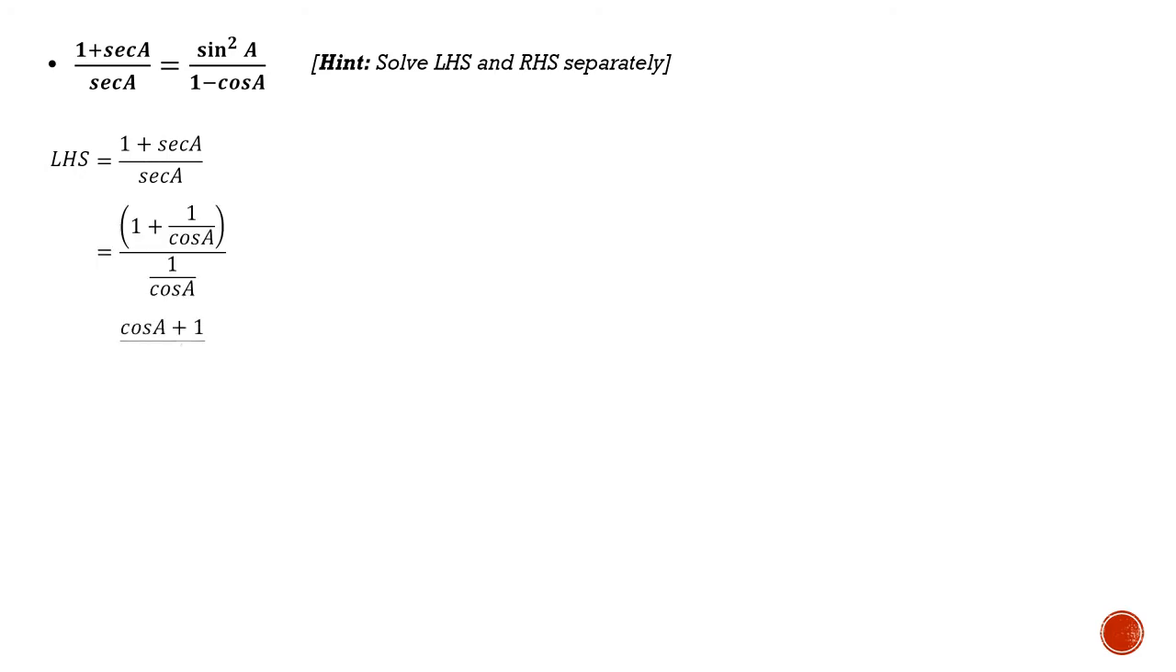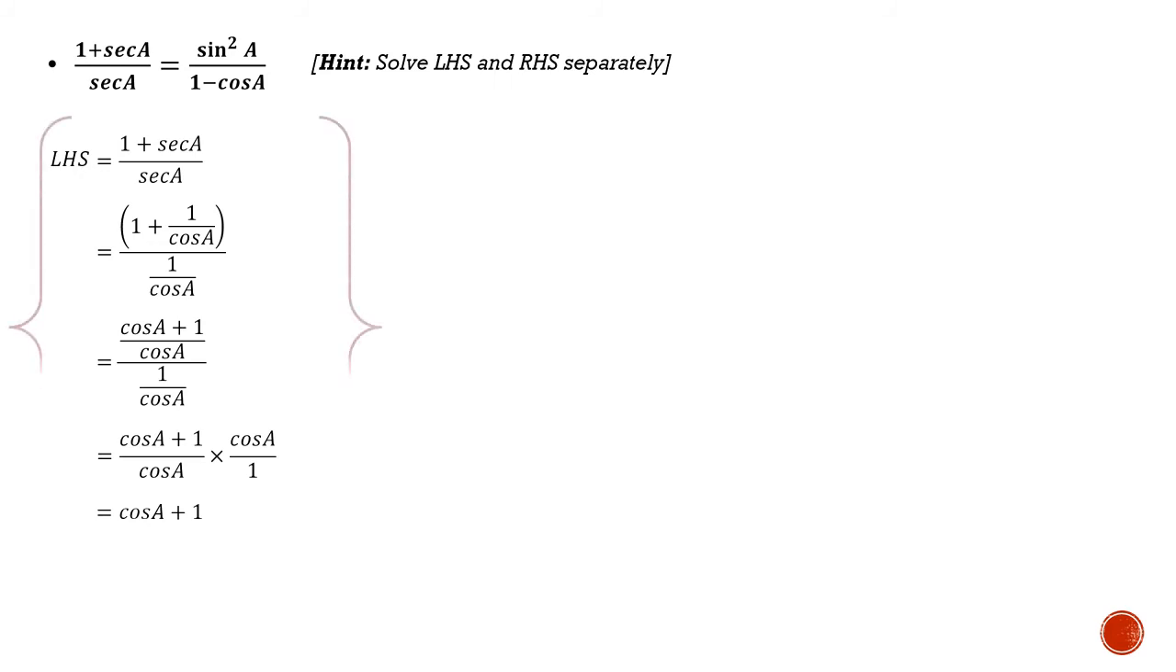and we will be converting that part into cos, and upon simplification what I will be getting is this cos a eliminated. What I'm left with is cos a plus 1. This is your left hand side. Let us see now right hand side. This is the right hand side part, sine square a divided by 1 minus cos a.